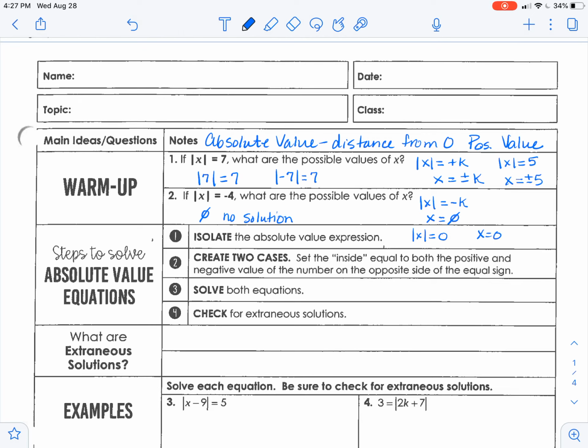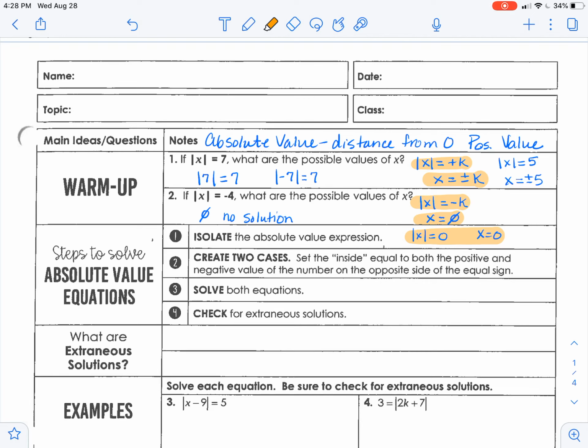So we have 3 different criteria we could work with. The first one is if the absolute value of a number equals a positive value, you're always going to end up with 2 solutions. If the absolute value equals a negative, you're always going to get no solution. And if the absolute value equals 0, you will only get 1 solution, and that is 0. Now that's going to play a big part in what we do next in solving our absolute values.